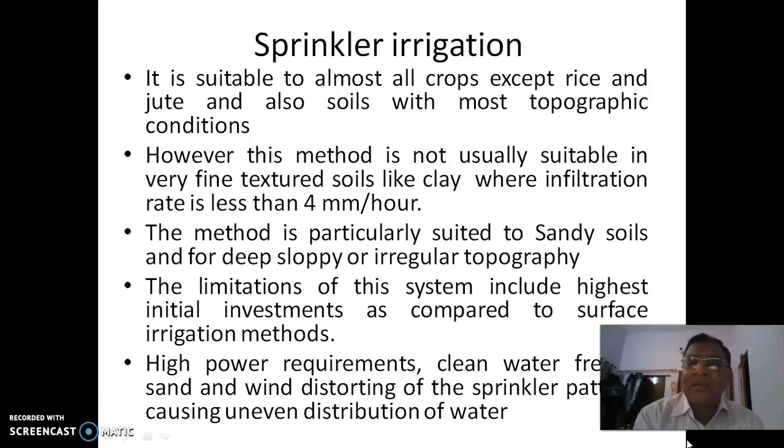The sprinkler method is suitable for almost all crops, except rice and jute, where standing water is sometimes required. But I have heard from ICRISAT that even rice can be grown. So this method is not so unsuitable. Even modern rice is coming with this kind of irrigation. However, this method is not usually suitable in very fine texture soil like clay, because infiltration is very less. Whatever little water you are spraying is not allowed to infiltrate, where infiltration rate is less than 4 mm per hour.